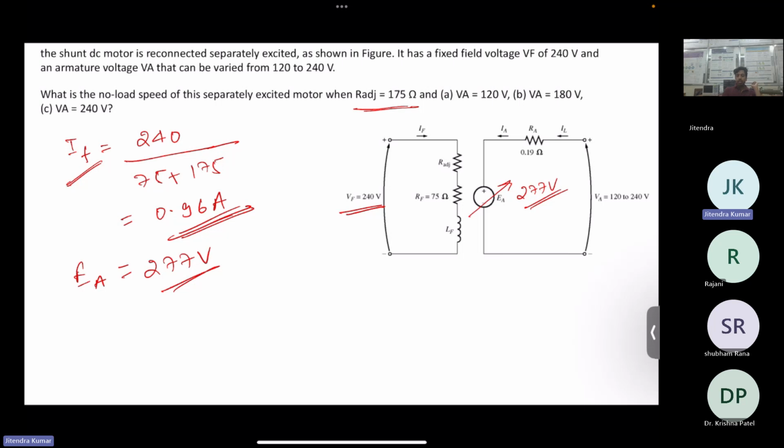So now we have got from the internal characteristics the value of EA. Now it is being asked the no load speed of the separately excited machine with VA equal to 120 volt, and in second case, VA equal to 180 volt, and in third case, VA equal to 240 volt. VA is the armature supply, sorry, DC machine supply voltage. So now you have to apply the KCL and KVL here.